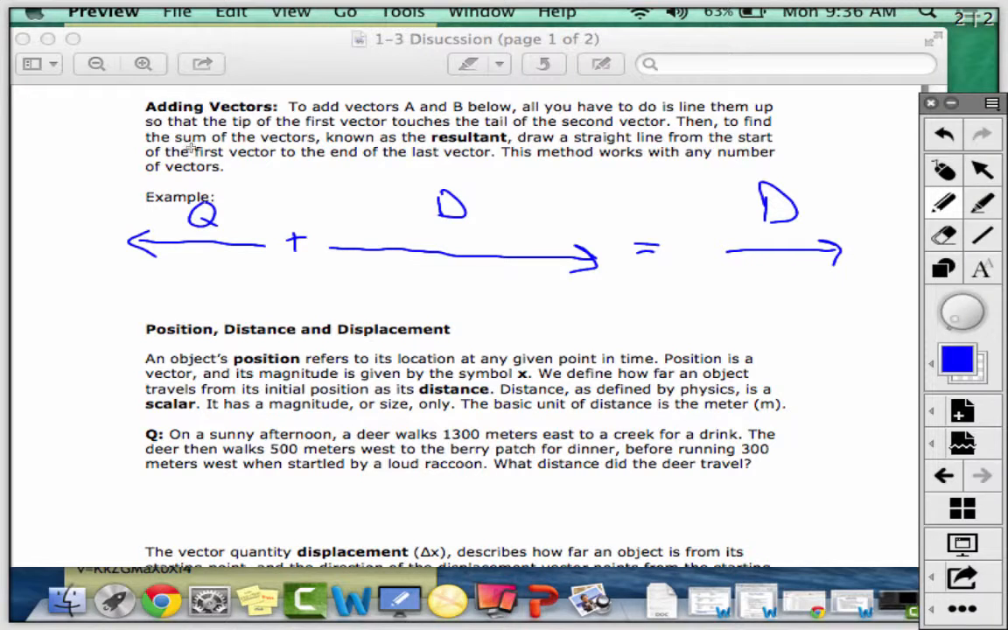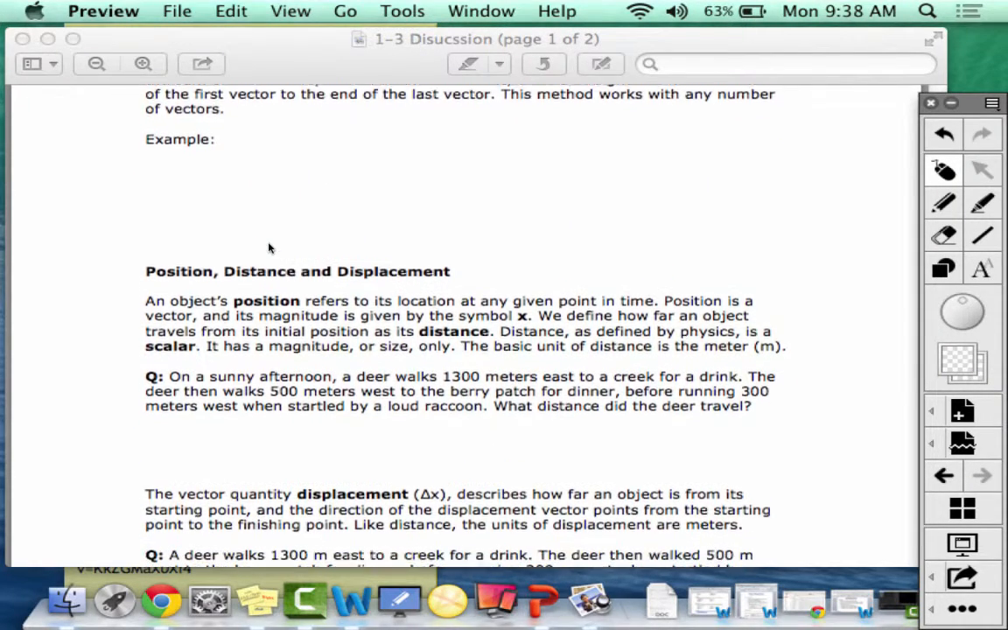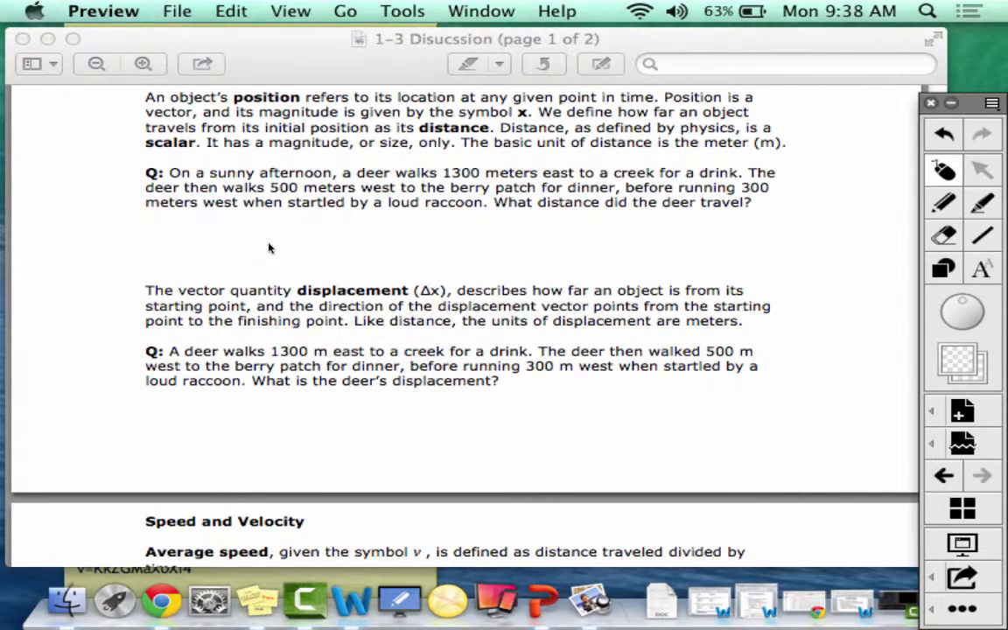So that's scalars and vectors. Let's talk about position, distance, and displacement. The distance an object travels is solely the amount of ground an object covers. It's a scalar quantity, and it's measured in meters in this class. So if you'd like to close your eyes as I read you a story, be my guest. On a sunny afternoon, a deer walks 1,300 meters east to a creek for a drink. The deer then walks 500 meters to the west to the berry patch for dinner, before running 300 meters west when startled by a loud raccoon.